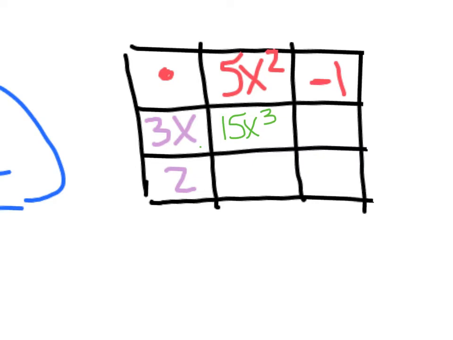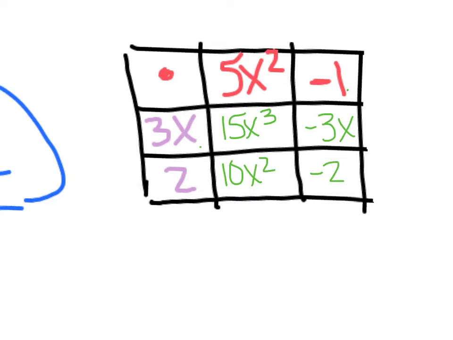And then 3x times a negative 1. That would be minus 3x. And then here we've got 2 times 5x squared. So that would be 10x squared. And then last but not least, we've got the 2 times the negative 1. That goes in this box. So that would be minus 2.